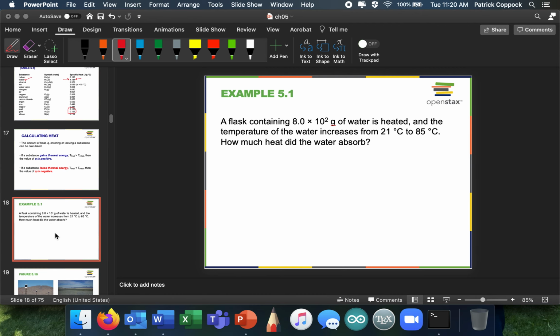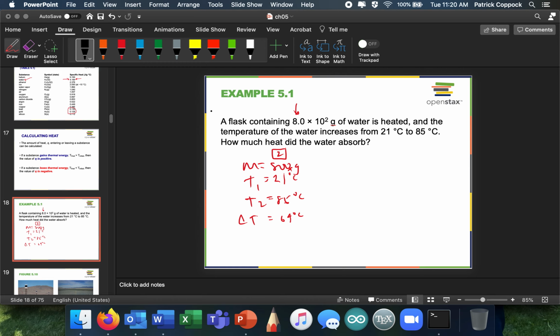So a flask containing 800 grams of water, oops, it's two sig figs, okay? I put that dot there, I shouldn't have done that. It's 2 sig figs, you see that? 800 grams of water is heated, and the temperature of the water changes from T1 equals 21 degrees centigrade to T2 equals 85 degrees centigrade. And delta T is equal to 64 degrees centigrade, right? How much heat did the water absorb?